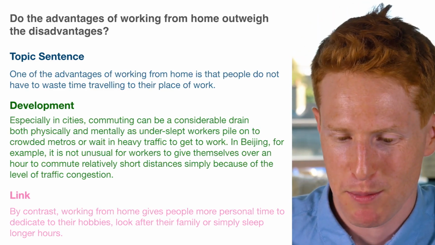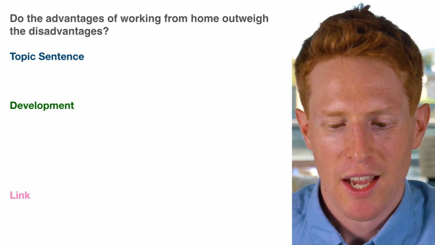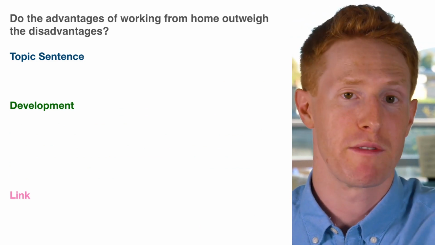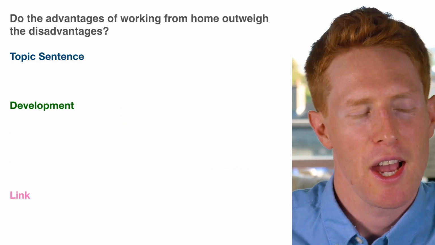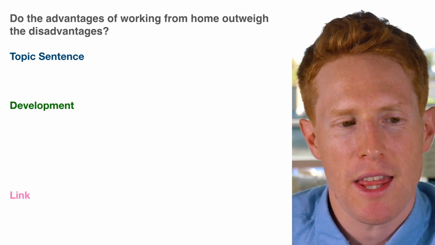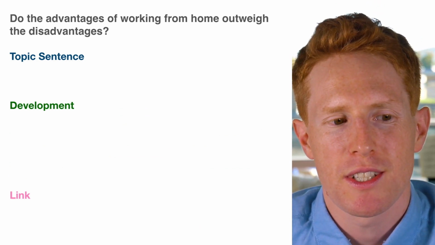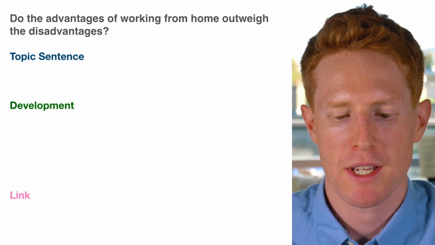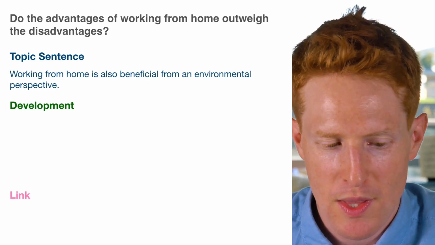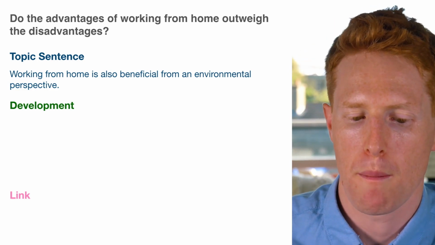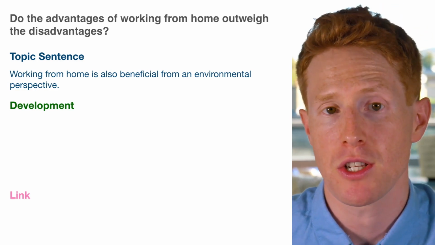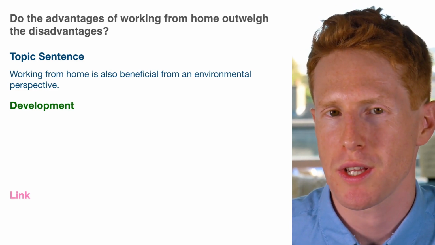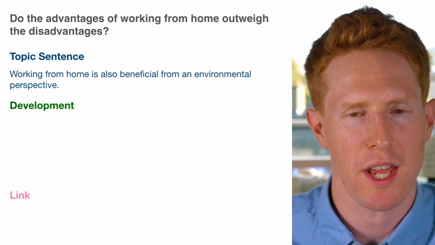Let's have a look at another example. In this case, I'm going to agree again that working from home has more advantages than disadvantages, and I'm going to say that that's because it's better for the environment. So I'm going to have a topic sentence like this. Working from home is also beneficial from an environmental perspective. Now the development is going to answer the question, well, why? Why do you say that?